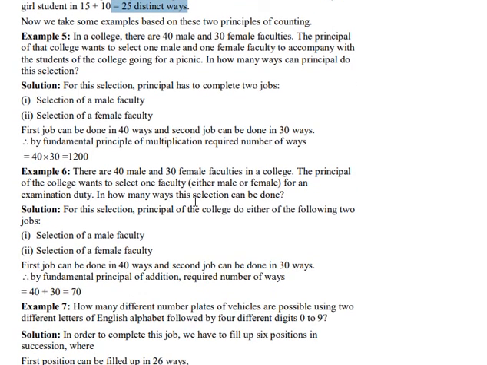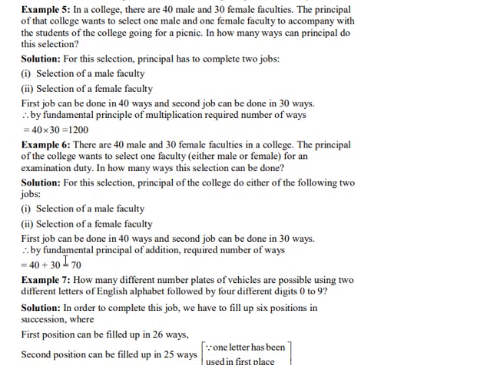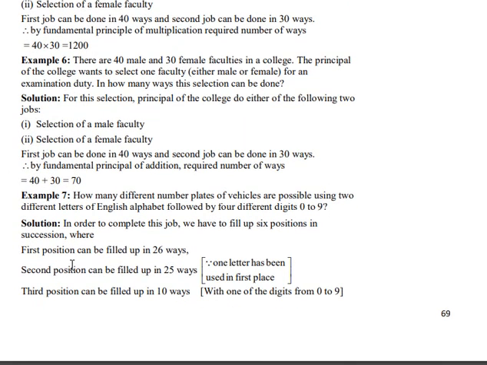Now there's one more example. Now you have to choose either a male or a female. So total 70 people, out of 70 people you have to choose one person. Since you have 70 people and you have to choose one, you have 70 variations to do it. That's 40 plus 30, 70.